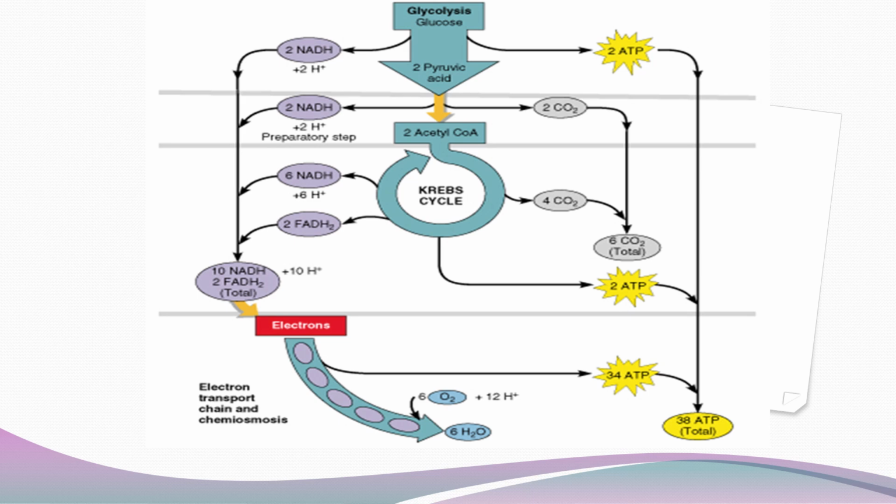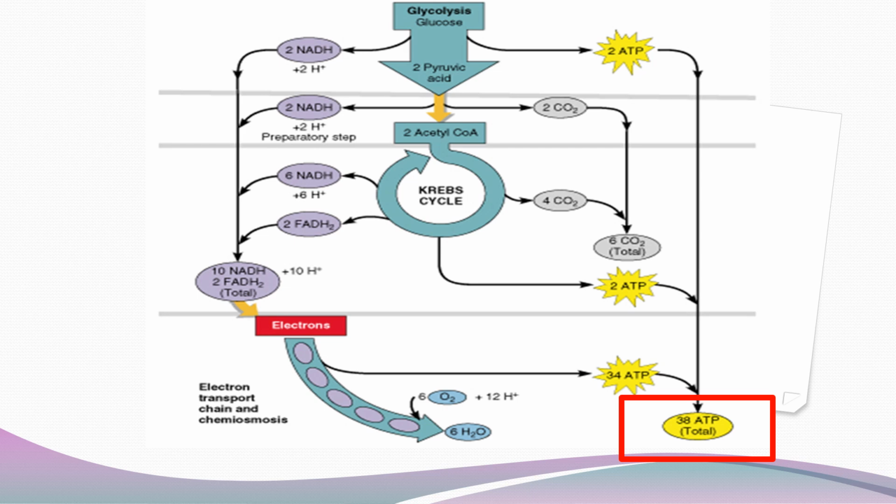So in glycolysis, we produced 2 ATP, and in the Krebs cycle, we produced another 2 ATP, where in this last step, we produced 34. That is going to give us a total of 38 ATP molecules. So for aerobic respiration, you need to know that number.